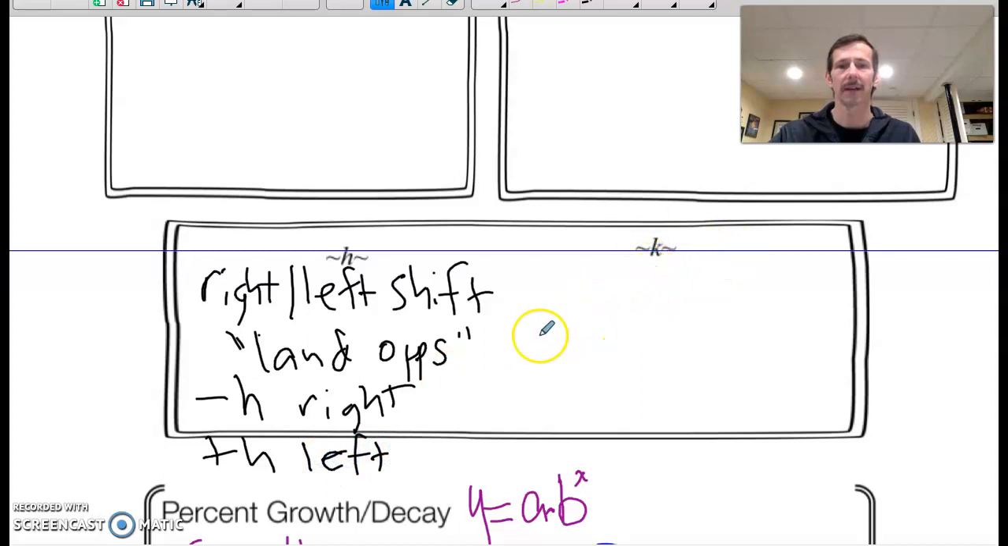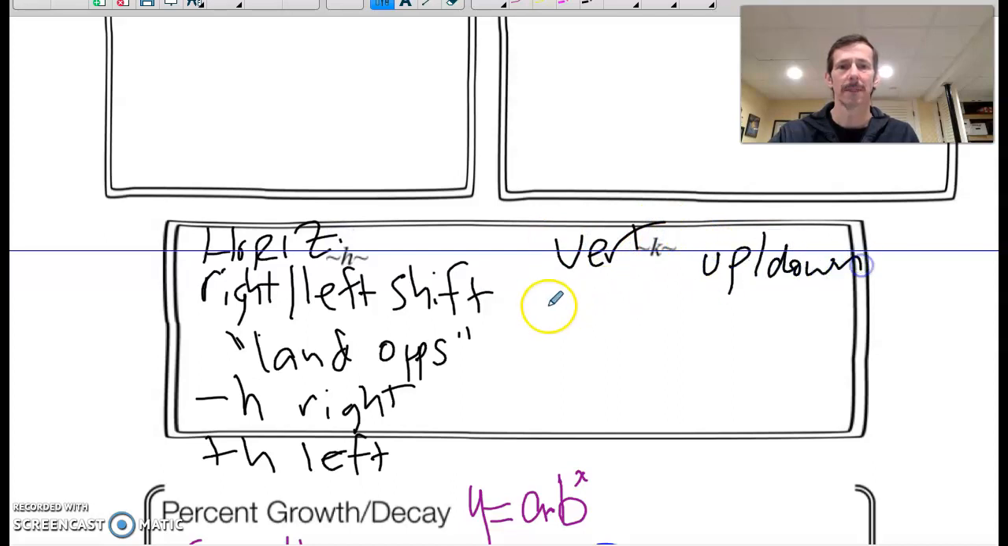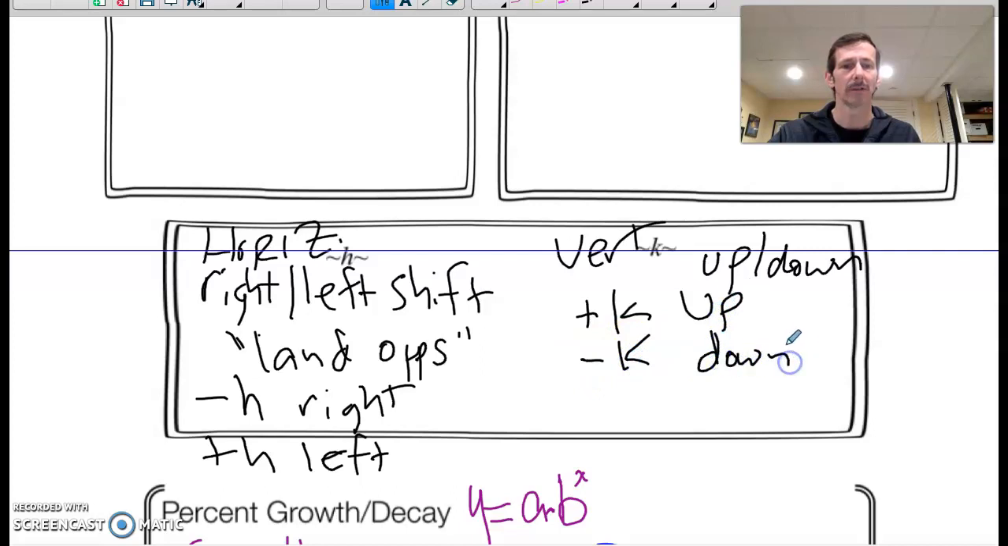And k, out there on the end, is our vertical shift. So again, this is horizontal. This would be vertical, which means it's our up-down shift. And this is not land of opposites. It's outside of your function, so it's happening to the output. So a plus k would go up that many units, and a minus k would go down that many units.